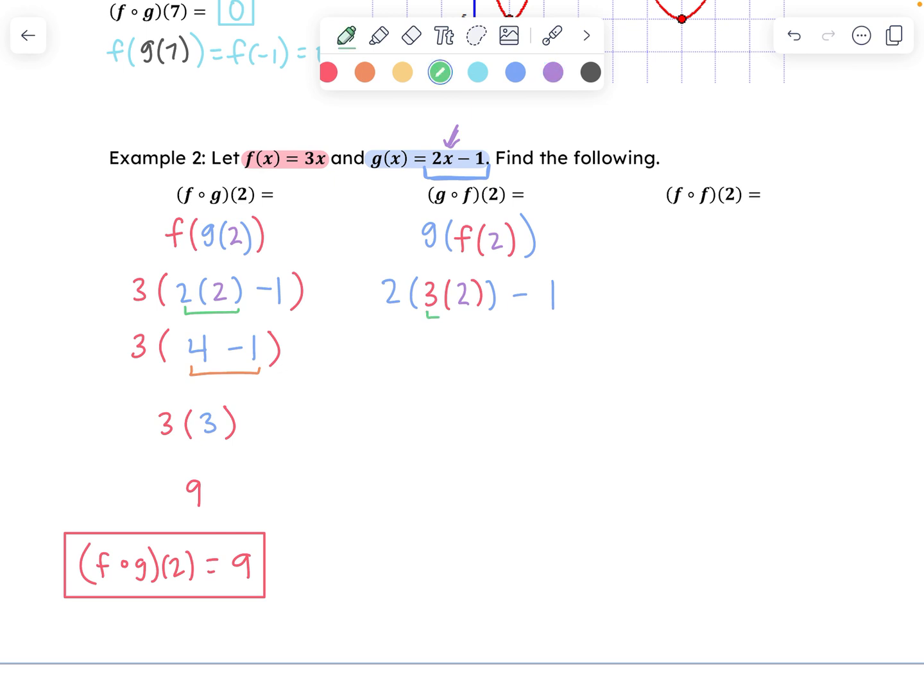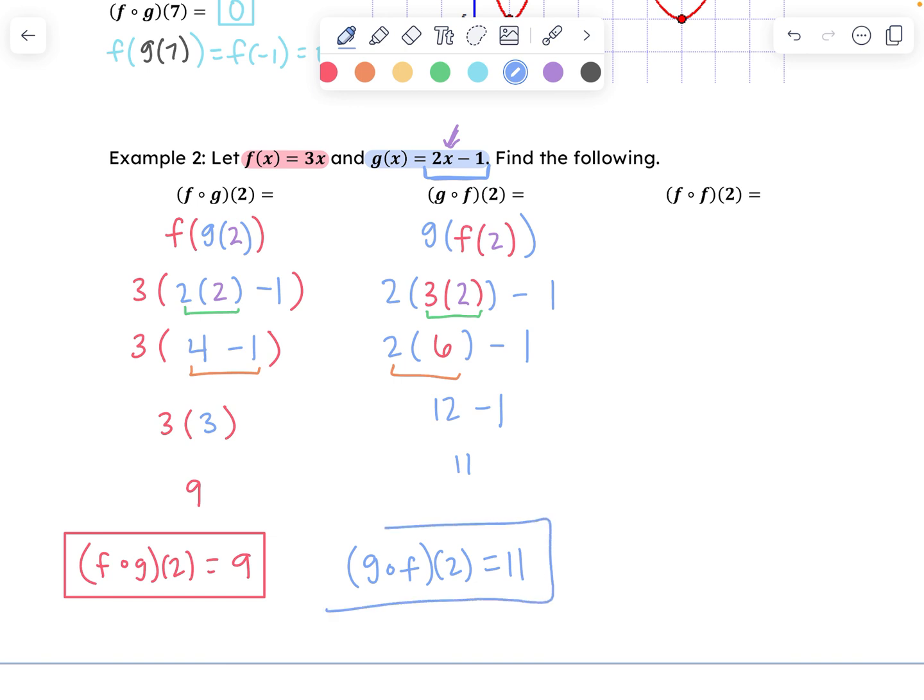Same as last time, I'm going to start on the inside and work my way out. So 2, and then that 3 times 2 is going to get me a 6. Then I can multiply that 2 times 6, which is going to get me a 12 minus 1, which is 11. So this time g of f of 2 is 11. So like I said, the order matters. I got different answers here when I plugged them in a different order. So make sure you're paying attention to the order.